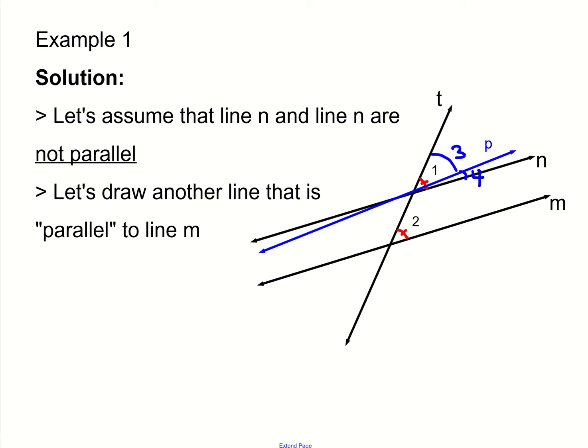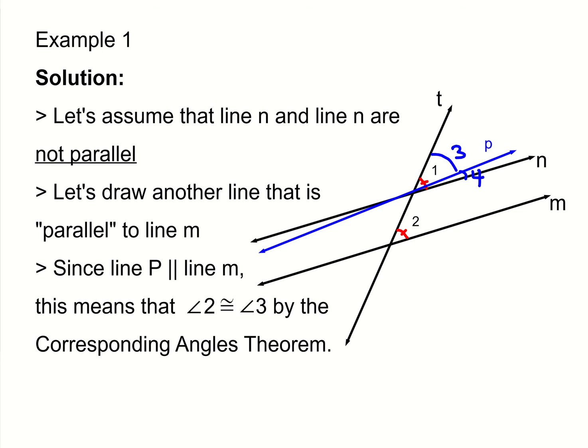Well, in that case, that means that this angle that used to be angle 1 can be broken down into angle 3 and angle 4, right? And so we'll go ahead and label them as such. And so since line P, the blue line, is parallel to line M, because M and N are not parallel, so that means P and M have to be parallel. So since they're parallel, this means that angle 2 has to be congruent to angle 3, which is this blue angle here, by the corresponding angles theorem, right? Because now, according to this theorem, angles 2 and 3 are corresponding angles, so they have to be congruent by that theorem.